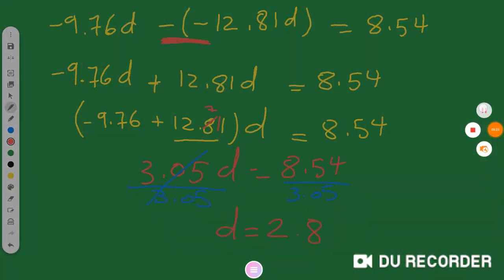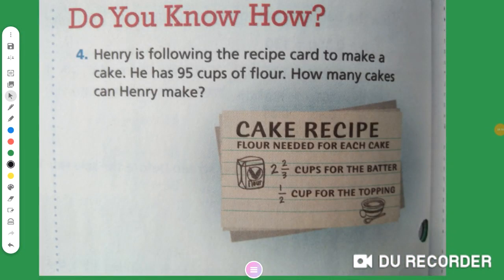Okay. For this lesson, example or exercise: Henry is following the recipe card to make a cake. He has 95 cups of flour. How many cakes can Henry make? Okay, let's see the recipe card. What's it saying? It will cost him 2 and 2 over 3 cups of flour for batter, and half a cup for topping.